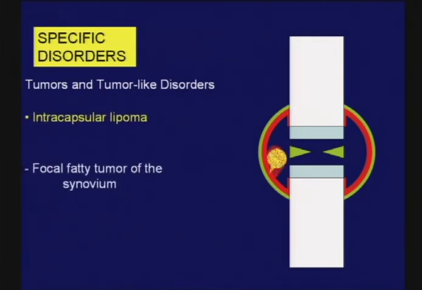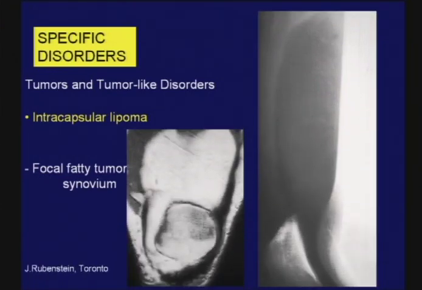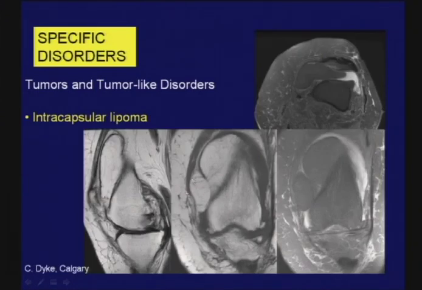A focal fatty collection is an intracapsular lipoma. This too is most common in the knee. It can be of variable size. This first one I show you was extremely large. It looked like it filled the entire joint, and it did at the time of surgery. Here's another one, also quite large within the joint. These are focal tumors, probably arising from the synovial membrane of the joint.